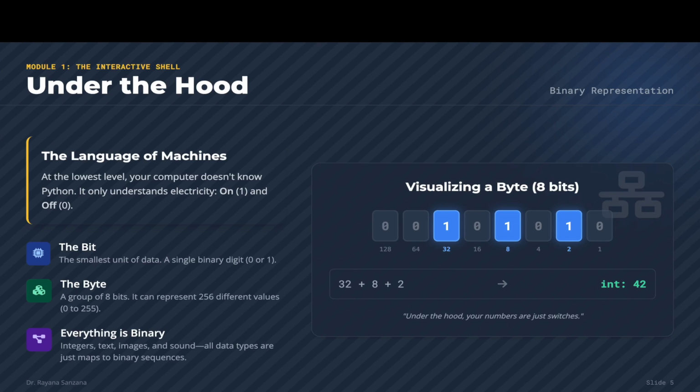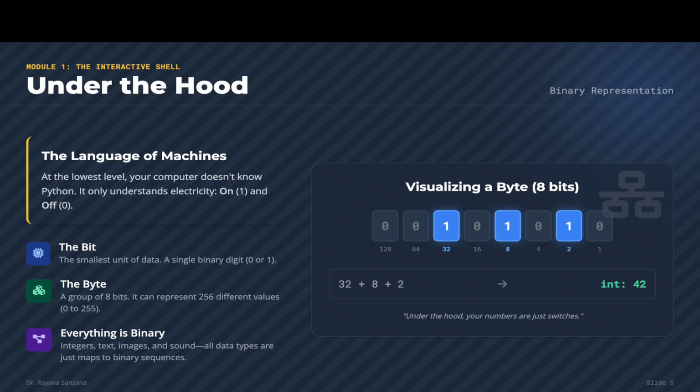Under the hood, your numbers are stored as binary, which is base 2. A single bit is a 0 or 1. Imagine a light switch being off or on. Individually, a bit isn't very useful. But when we group 8 bits together, we get a byte. A byte can represent 256 different values.